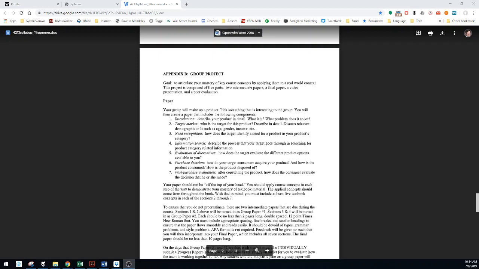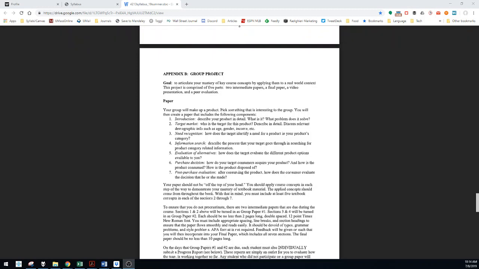Here are the instructions regarding the group project. So you have been assigned to a group, and what you're going to do is go through and basically follow the instructions in this Appendix B, okay?